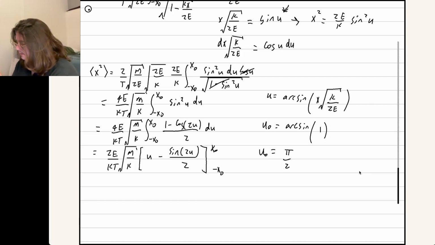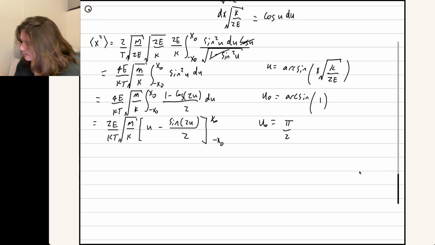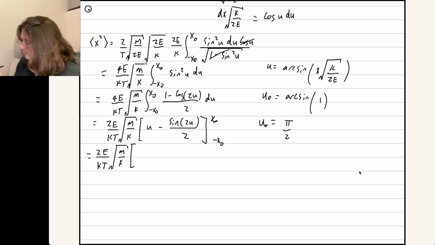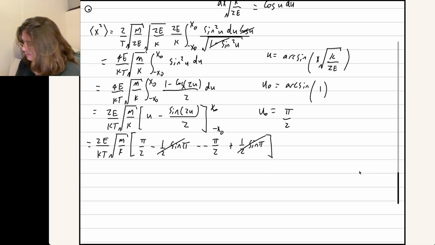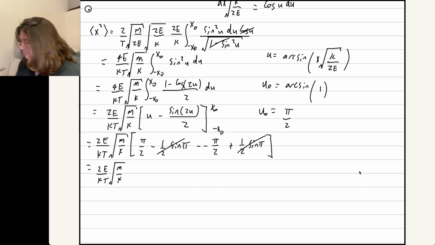And then we're multiplying by 2 for each of these. So we're going to have 2e over kt, square root of m over k. We have pi over 2 again. We got minus 1/2 sine of pi. We got minus negative pi over 2. We got plus 1/2 sine pi. And then sine pi is 0 anyway, so bam, bam. So we get just pi again for that stuff.